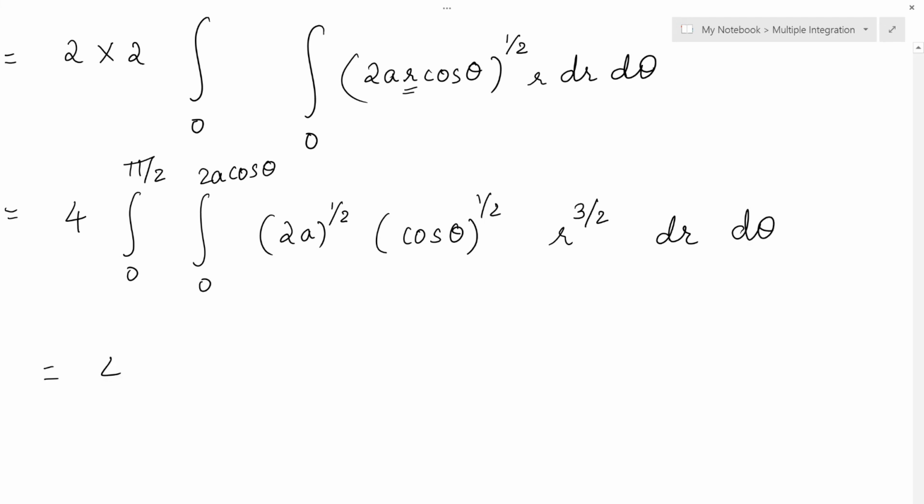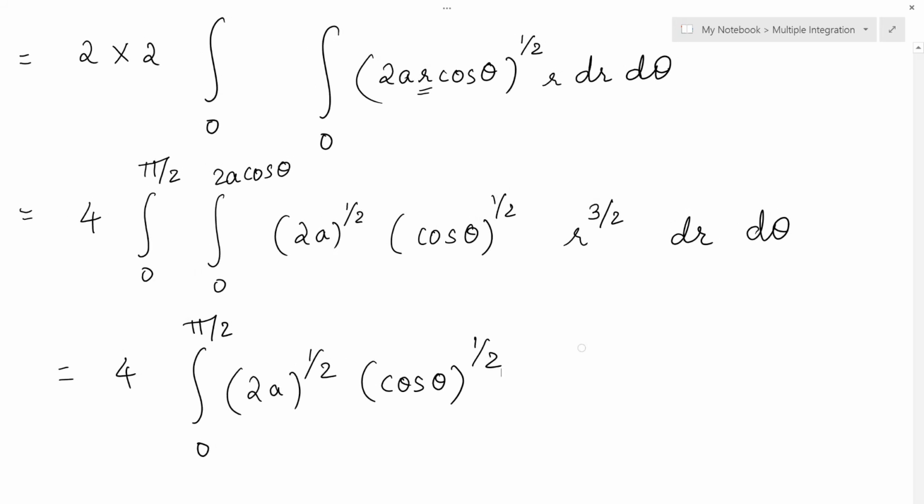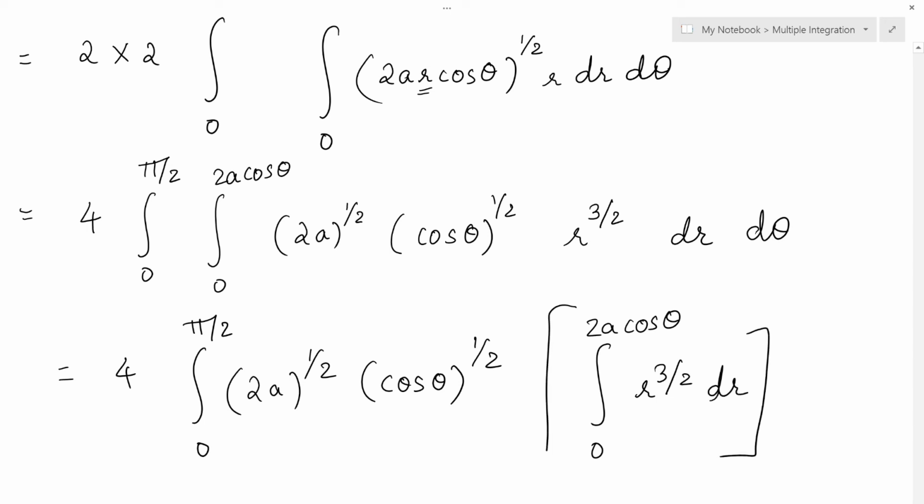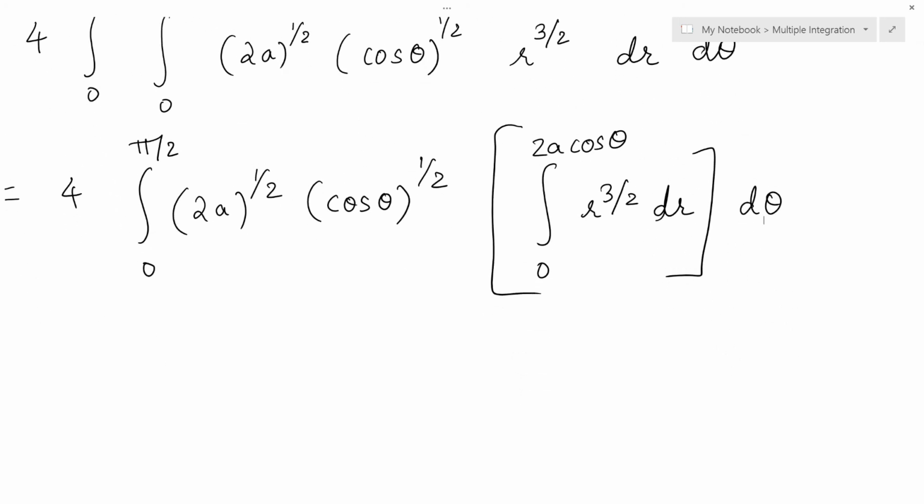So what you will have, 4, 0 to pi by 2, 2a raised to 1 by 2 is constant, cos theta raised to 1 by 2 is also constant with respect to r. So my integration is just 0 to 2a cos theta r raised to 3 by 2 dr. Only this simple integration is there, right? So r raised to 3 by 2 integrates to r raised to 5 by 2 upon 5 by 2, and you substitute the upper limit and the lower limit.